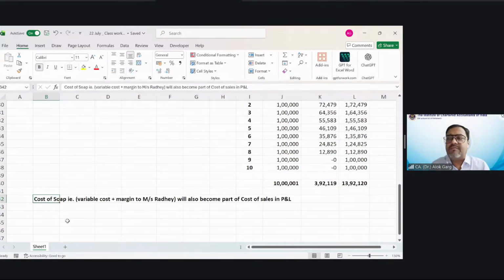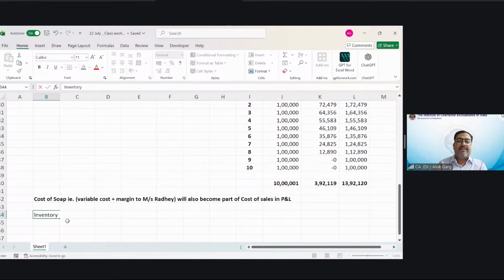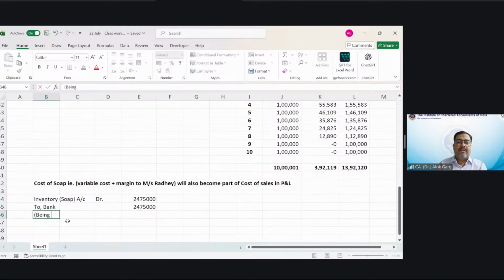Whenever this firm sells the shops, it will become cost of sales, otherwise it will become an inventory. So what is the accounting entry? Inventory account debit, to bank. And in the first year, how much shop was purchased? 5,50,000 multiplied by 4.5. Being 5,50,000 quantity purchased in the first year.